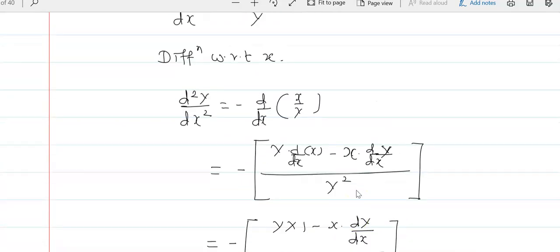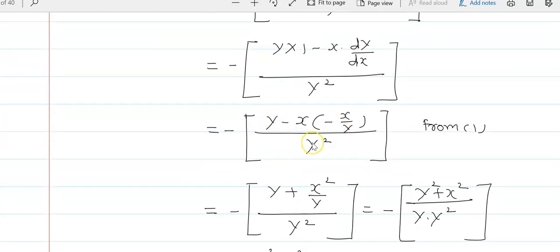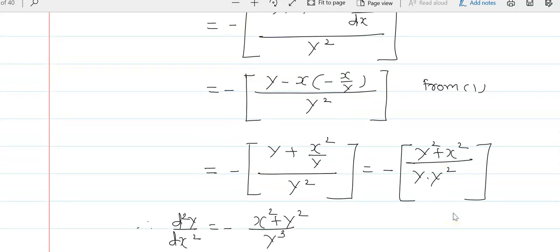Now again substitute the value of dy by dx. What is the dy by dx? It's minus x upon y. Here we are substituting minus x upon y. And simplify this. This minus minus will become plus. That is y plus x square upon y, upon y square. Therefore, you are getting y square plus x square upon y into y, which becomes y cube. And hence, it is proved. Therefore, d2y by dx square is equals to minus x square plus y square upon y cube. And in this way, we have completed up to question number 3.